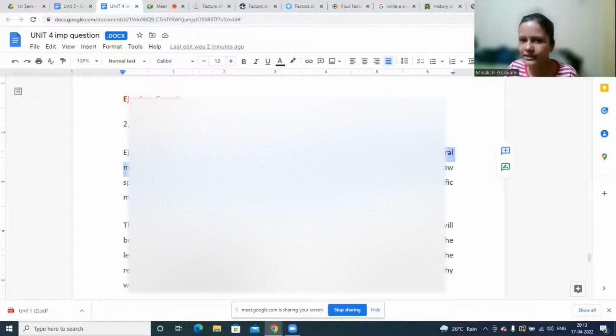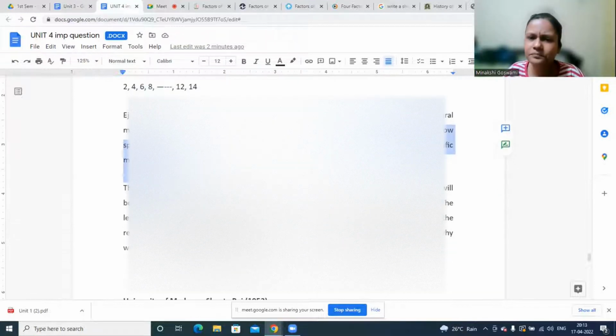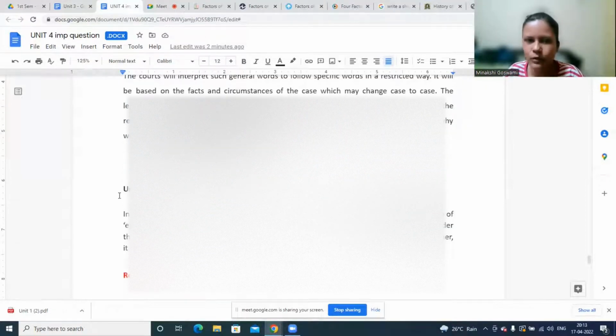In the same way, when you get some words, you try to get the natural meaning out of it. Okay, in that same context, you try to use it. When general words follow specific words that are distinct in nature, the general word should also be given a specific meaning. Now, this rule is applied in many cases. Okay, one case is a very famous case. This one is relating to Article 12 of the Constitution.